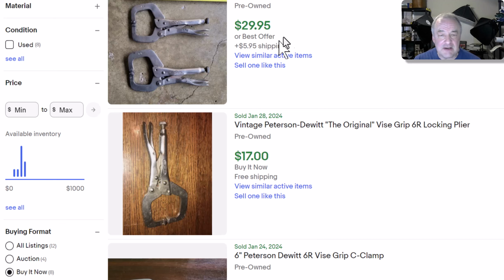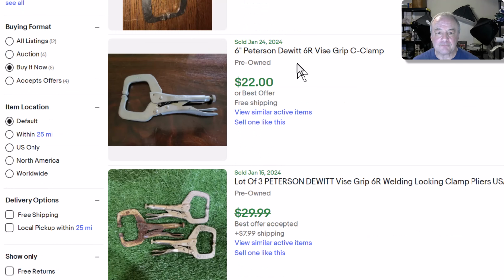If you've only got one, that means each of these should sell for about $15, maybe about $17 since they're individual. So 2 should sell for, in 2 different listings, $17 or $18 a piece. If two together sell for about $30. Very nice pair for $22. It looks from here, I'm not looking at the listing, but if you have a very nice pair of pre-owned Peterson 6-inch 6R vice grips, then $22 or more.